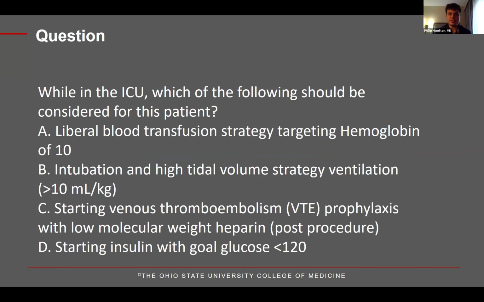Okay, so now she's in the intensive care unit, and so which of the following would be considered for this patient? A liberal blood transfusion strategy targeting a hemoglobin of 10. Intubation, followed by a high tidal volume strategy of ventilation, greater than 10 mL per kg ideal body weight. Starting VTE prophylaxis with low molecular weight heparin, or starting insulin with a tight glucose goal of less than 120.